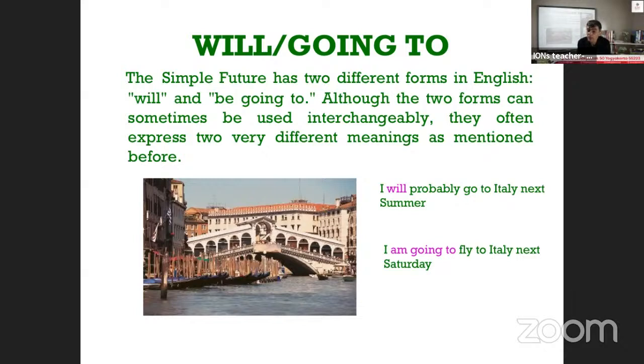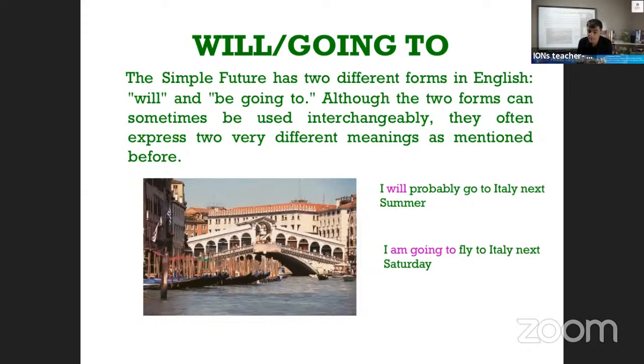I will probably go to Italy next summer. So you can see that with the probably, there is an element of uncertainty. Yeah, probably I'll go there. I haven't quite decided yet. Not 100% sure. But look at the second sentence.